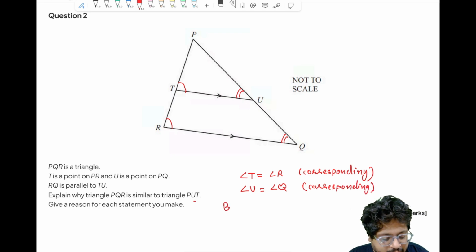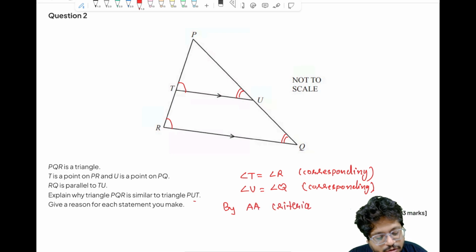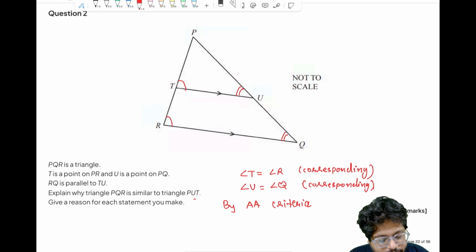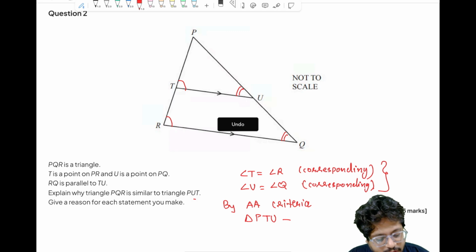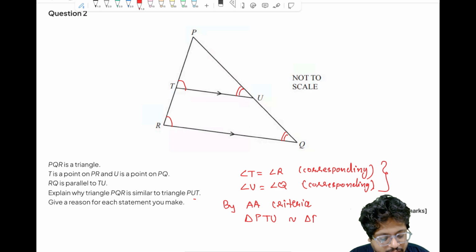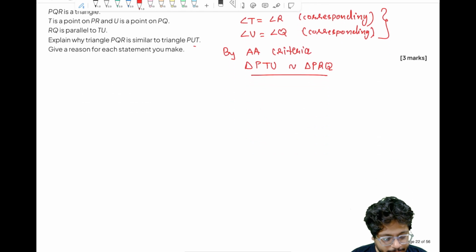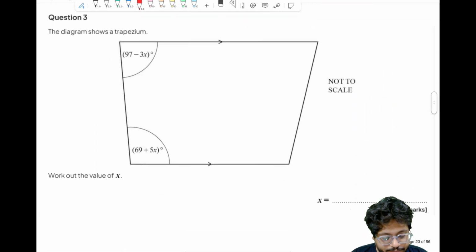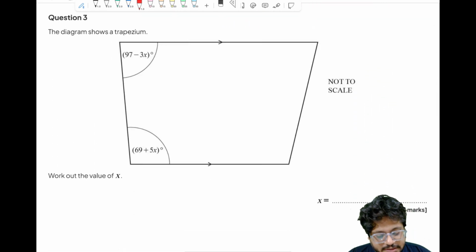So by AA criteria, these criteria you will learn there. But right now, just for you, these two things were in the syllabus. So PTU is similar, the similar sign is like this, it's a wave. PTU is similar to PRQ. These two triangles are similar to each other. Clear?